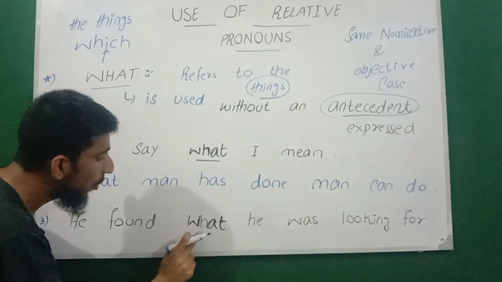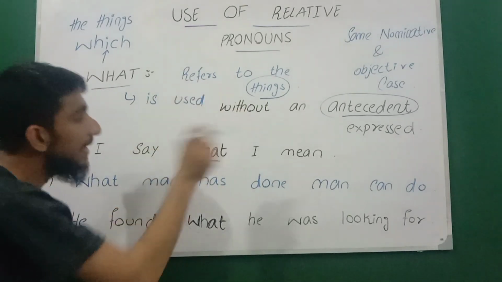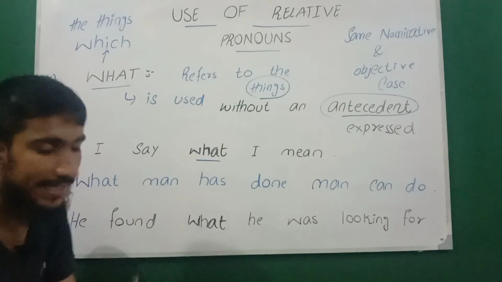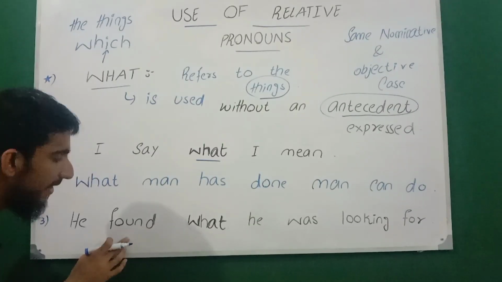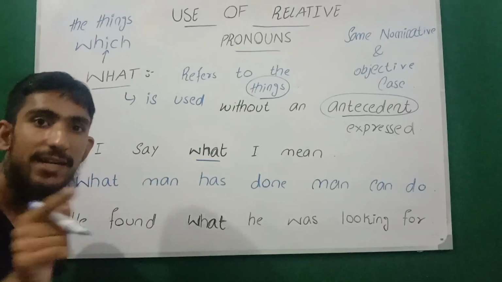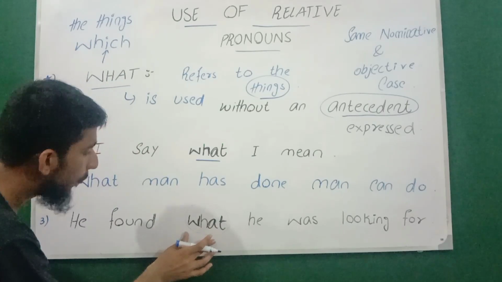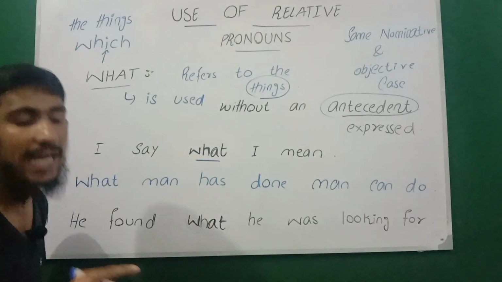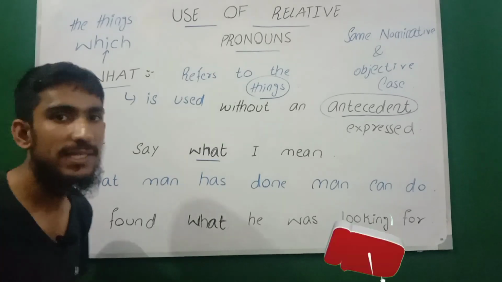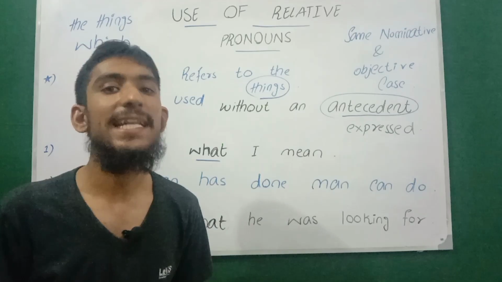Look at it. What itself means the things which, and it refers to the things, and it is used without an antecedent expressed. Because there is no noun or pronoun expressed earlier in this sentence, and the noun or pronoun previously mentioned in the sentence is what we call an antecedent. So what is a relative pronoun, referring to the things, and used without an antecedent expressed. Hope you guys understand the usage of the relative pronoun what in English grammar.